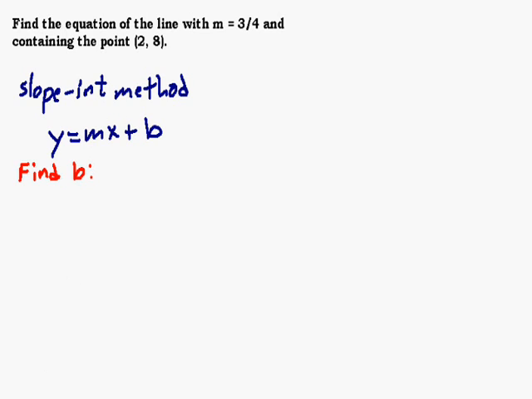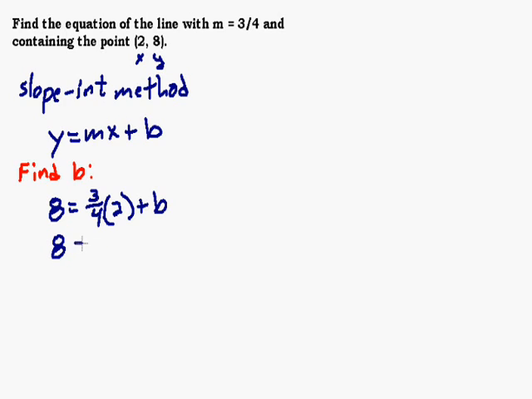So to do that, we are going to use y equals mx plus b, and we're going to plug in m, 3/4, and then x is 2, and y is 8. We're going to use this point (2, 8) as your x and your y. So instead of y, I'm going to write 8 equals m, which is 3/4, times x, which is 2, plus b, which I don't know. Okay? So now we're going to solve for b.